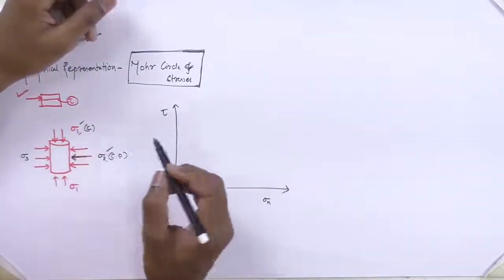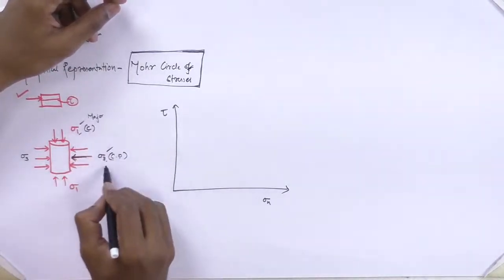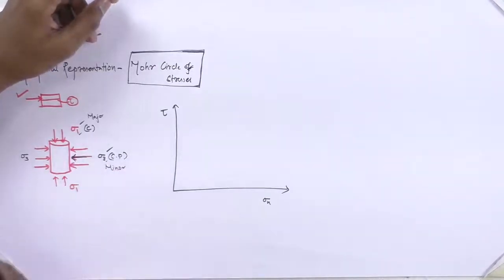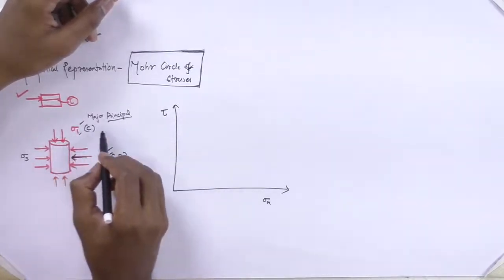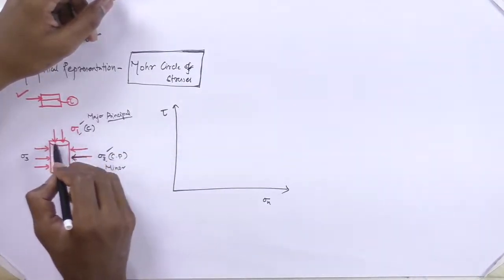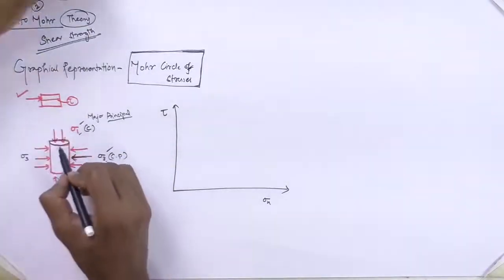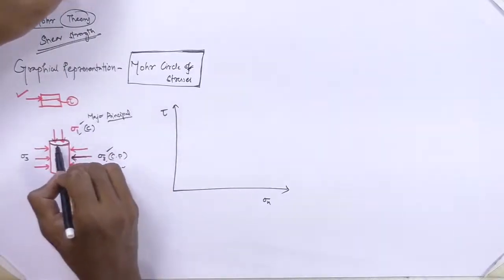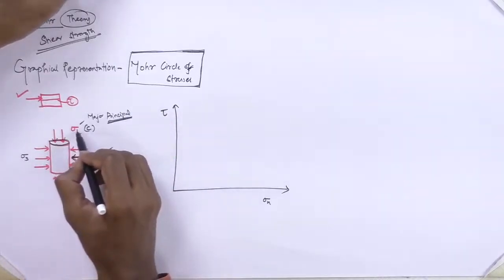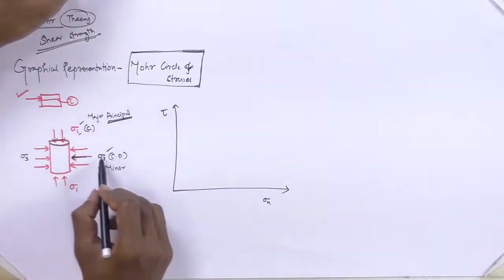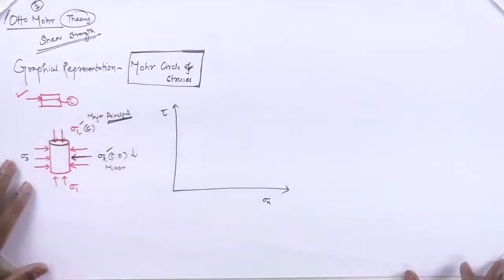What do sigma 1 and sigma 3 refer to? Sigma 1 is the major principal stress. Sigma 3 is the minor principal stress. Principal in the sense that in this plane there is only one stress and no shear stress. When a particular plane is loaded and only one stress is present, that is referred to as a principal stress. Here it is maximum, so it is the major principal stress. This is a little lesser than sigma 1, so it is referred to as the minor principal stress.